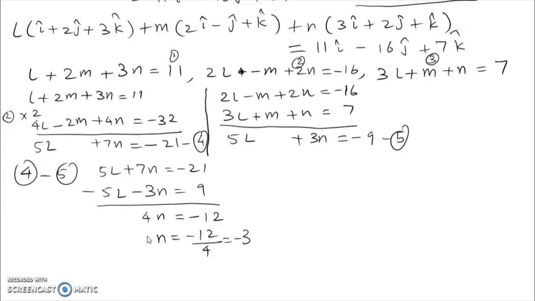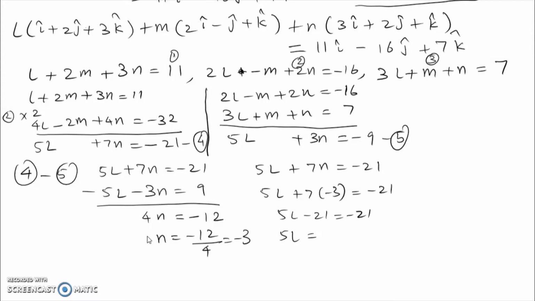Now let's substitute this value in 4. So we have 5L plus 7n is equal to minus 21. And substituting the value of n here, you get 5L plus 7 times minus 3 is equal to minus 21. So you get 5L minus 21 is equal to minus 21. So 5L is equal to 0. So our L is equal to 0 here.